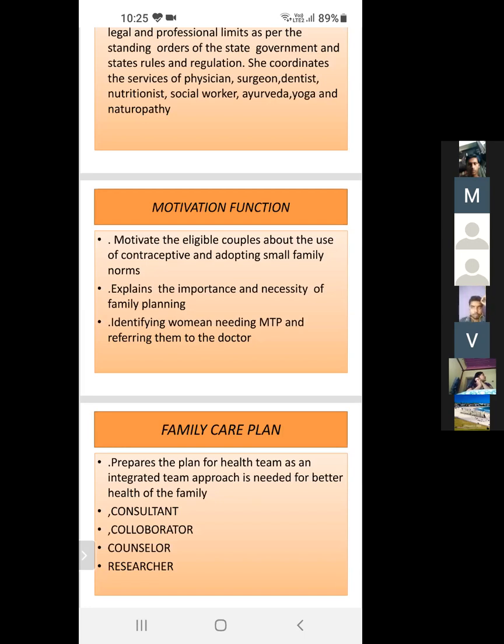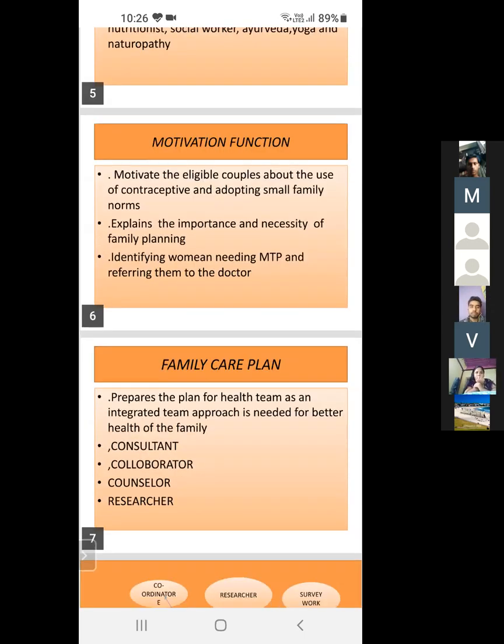MTP means what? What is MTP? Anybody? Medical termination of pregnancy, ma'am. Medical termination of pregnancy. Okay, that is the MTP and referring to the doctor. That is the motivation function.